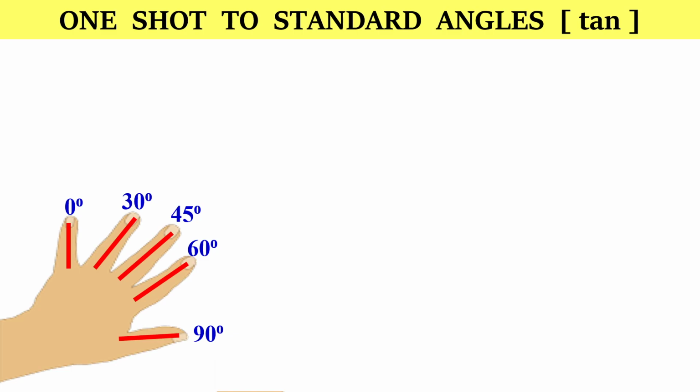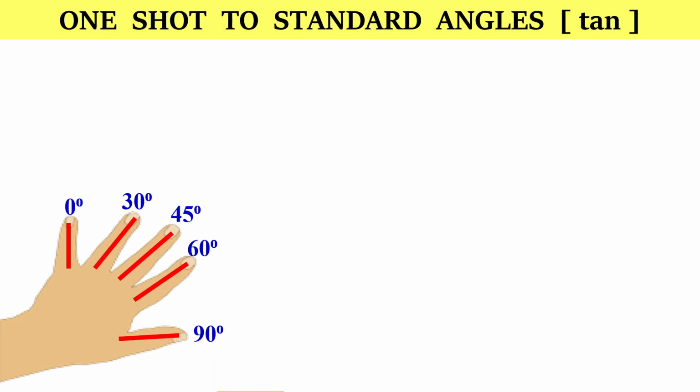The angles are the same. We have not changed the values. Little finger is still 0. Ring finger is still 30 degree. Middle finger is 45. Index finger is 60 and thumb is still 90. But we have turned our palm. So 0 degree, which is the little finger, is now at the top, followed by the ring finger, which is 30, then the long finger 45, index finger 60 and the thumb 90.